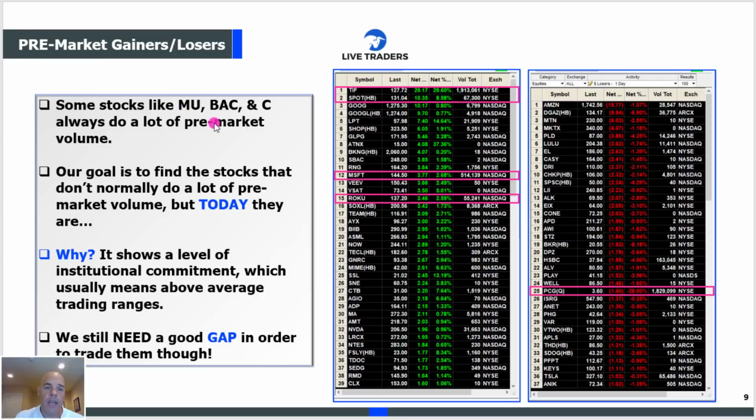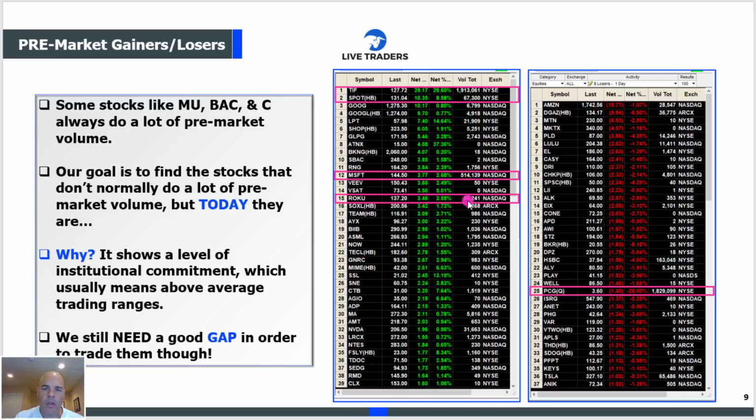You say, some stocks like MU, BA seem to always do a lot of pre-market volume. That's normal. But when you see stocks that don't, like, for example, Tiffany's, 1.9 million pre-market shares, that's insane. Spotify, 67,000. At the time, that was a lot of volume. Roku doing 55,000. So I'm not saying just look at volume. That's not what I'm saying.